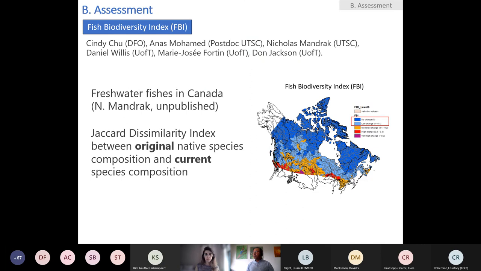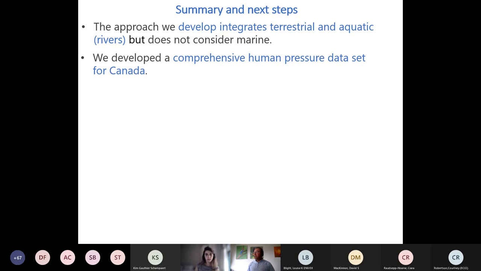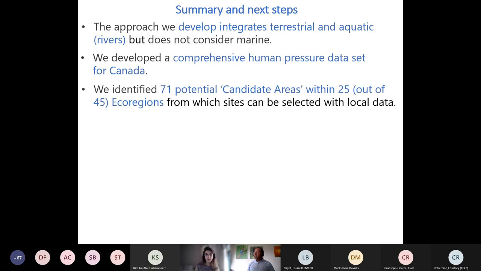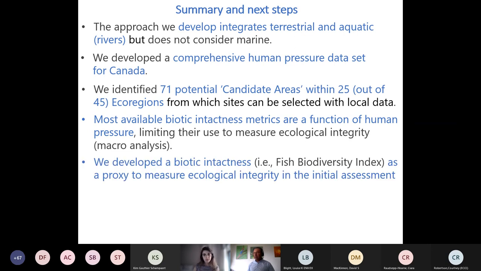Let me just finish with some conclusions because I'm running out of time. The approach we developed integrates terrestrial and aquatic, and doesn't consider marine ecosystems. We developed a comprehensive human pressure data set for Canada. We identified 71 potential candidate areas within 25 ecoregions from which sites can be selected with local data. The most available biotic integrity metrics are a function of human pressure, so they limit the use to measure ecological integrity based on this macro analysis.